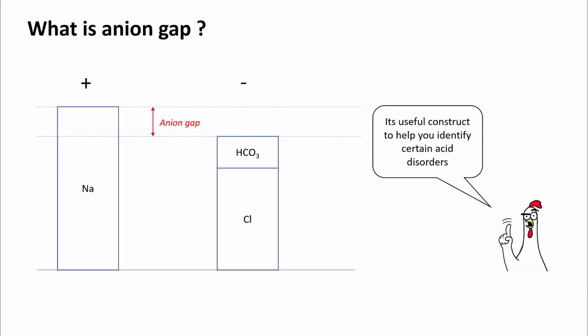In the past, when people measured the anions and cations in the serum, they found sodium, bicarb and chloride, and they always found a gap between the sum of positive ions and negative ions, which they called anion gap, and they found it to be useful in figuring out certain acid-base disorders.